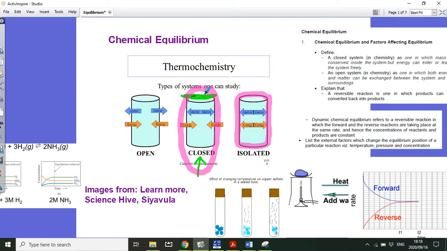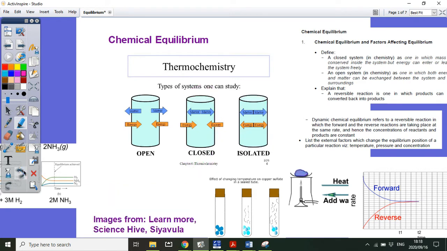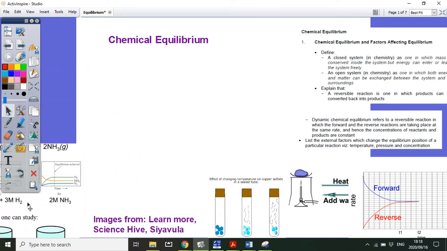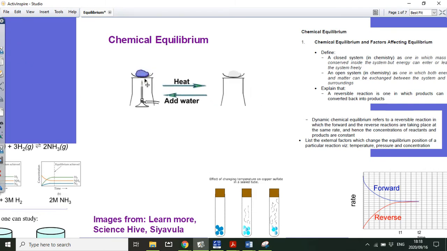So this is the first condition for equilibrium to be able to happen. It has to be a closed system. The second is that it has to be a reversible reaction. For a reversible reaction, I'm going to use a very simple example. You've seen the vapor one that we've done before, but seeing I found this picture, there is blue copper sulfate and there's white copper sulfate.